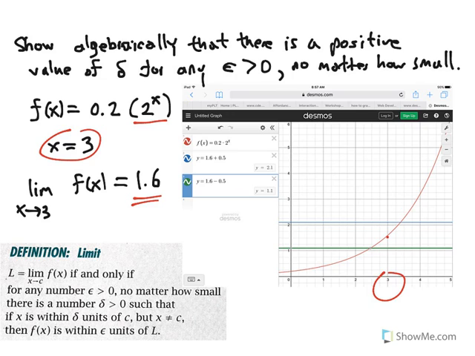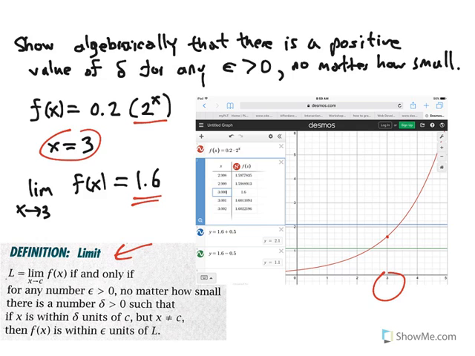So the limit graphically can be determined to be 1.6, but it's sort of like what you believe it to be until you prove it using the definition of limit and the algebraic approach that you saw in the previous example. You can also approach this limit numerically, as you see here. As the input values get closer and closer to 3, the output values appear to be getting closer and closer to 1.6.